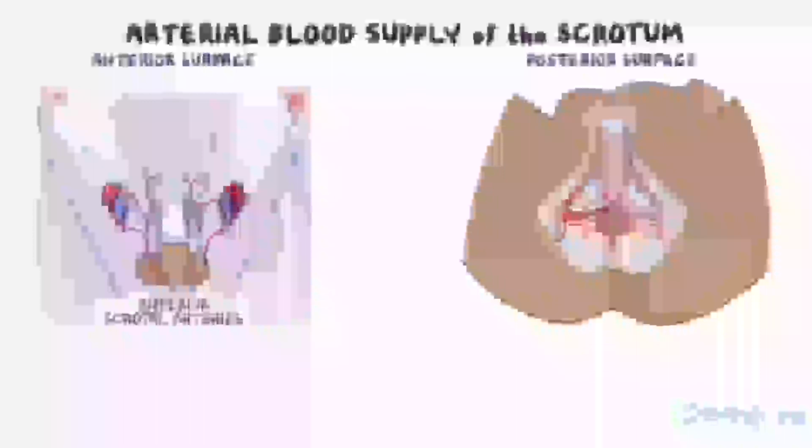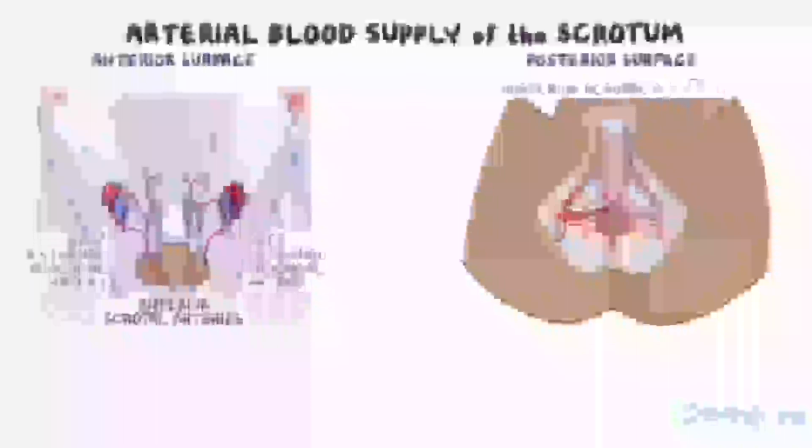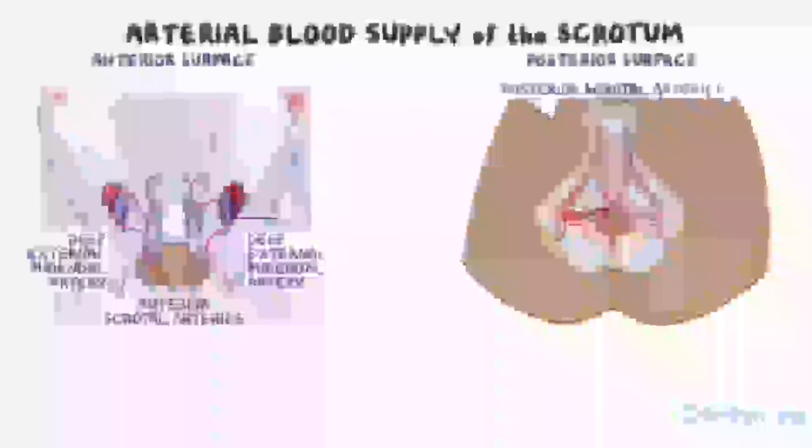Alright, now the arterial blood supply of the scrotum differs between the anterior and posterior surfaces. The anterior surface is supplied by the anterior scrotal arteries, which are the terminal branches of the deep external pudendal artery. The posterior surface is supplied by the posterior scrotal arteries, which are the terminal branches of the perineal arteries, which are branches of the internal pudendal arteries.